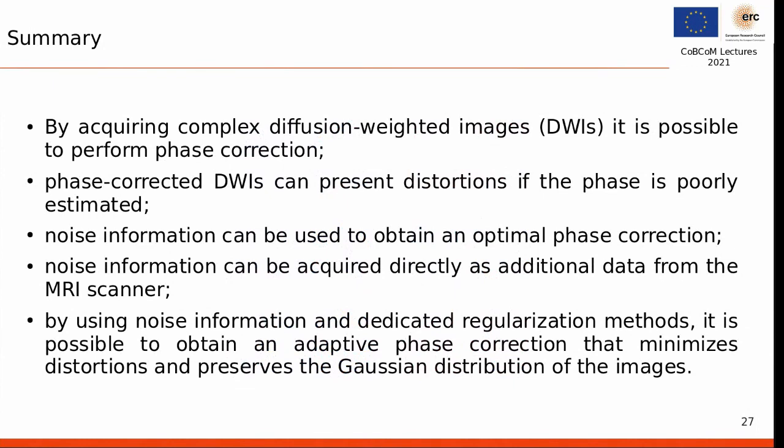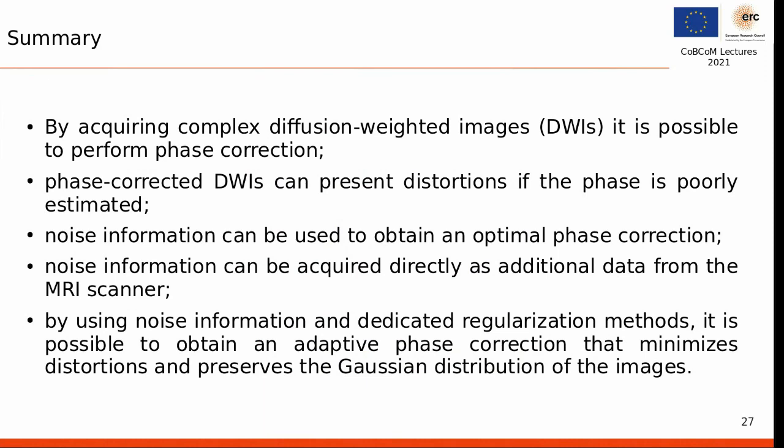So in summary, the take-home messages of this presentation should be that by acquiring complex diffusion-weighted images, we can actually perform phase correction, and that the phase-corrected DWIs can, however, present distortions. So the amount of outliers increases if the phase actually is poorly estimated. And then also, here we showed that noise information can be used to obtain an optimal phase correction, and that this noise information can actually be directly acquired as additional data from the MRI scanner.